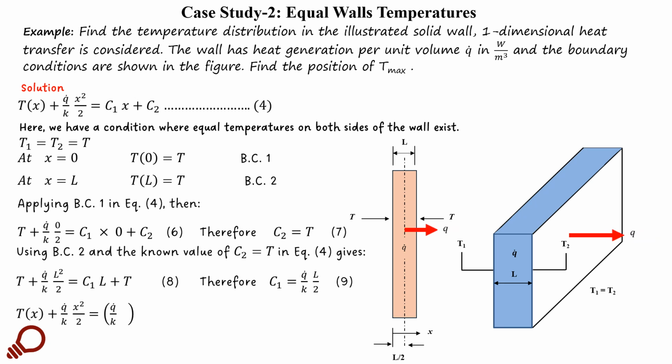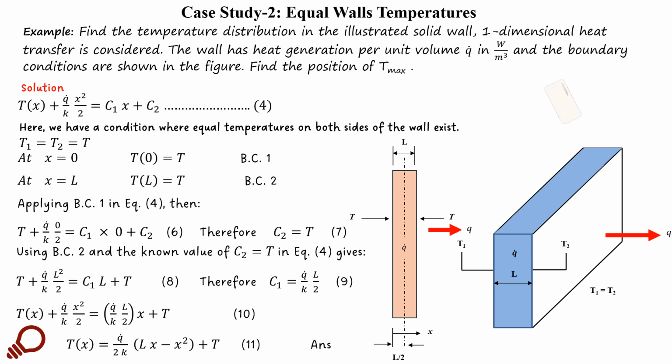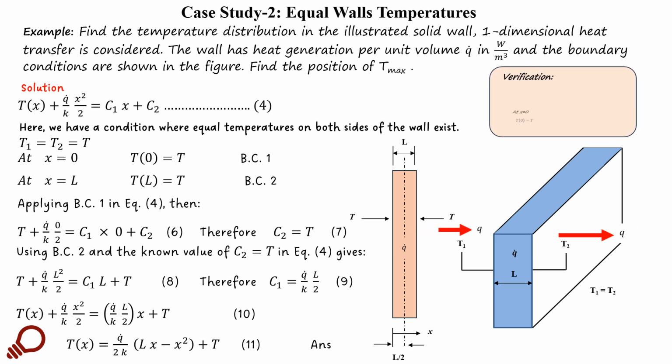So if we rearrange and substitute the values of C1 and C2 in equation 4, then we will get the final form T of x equal to Q dot divided by 2K times (Lx minus x squared) plus T. This is the general form of the equation. How can we verify this form?